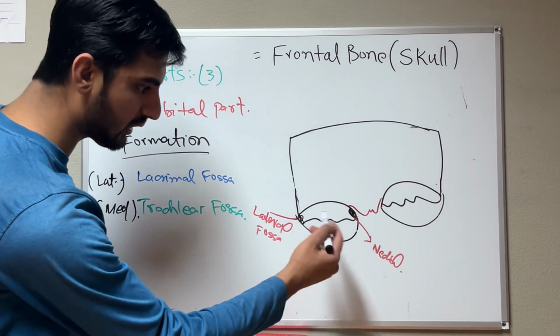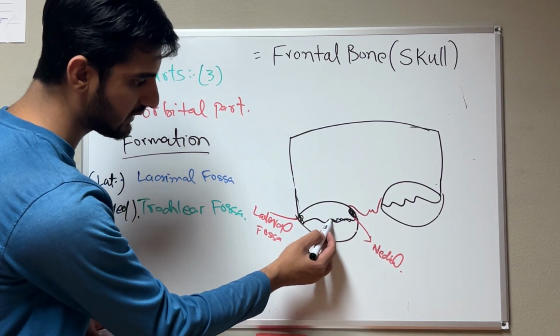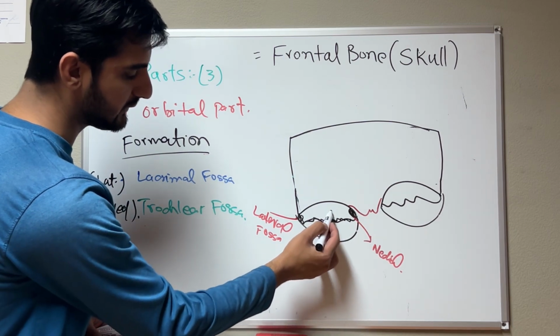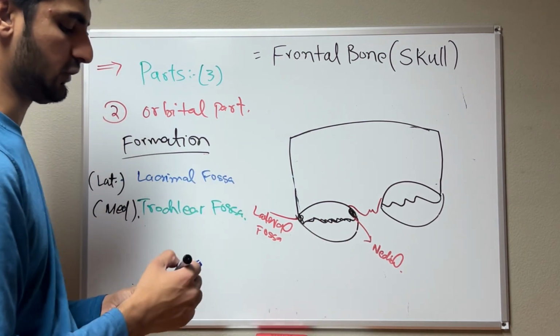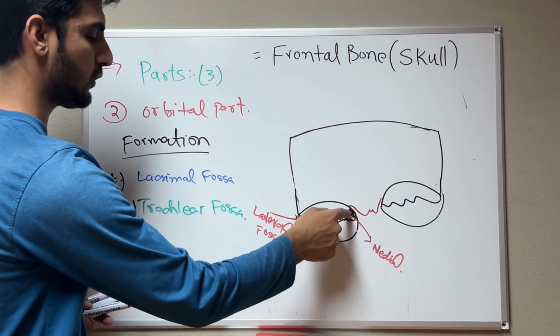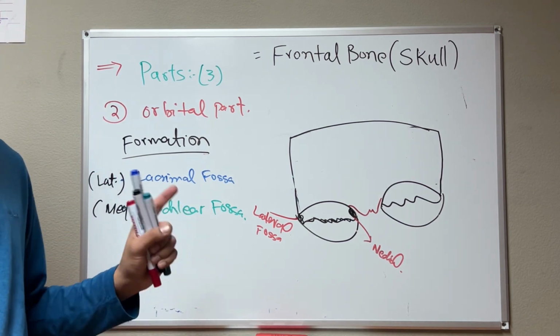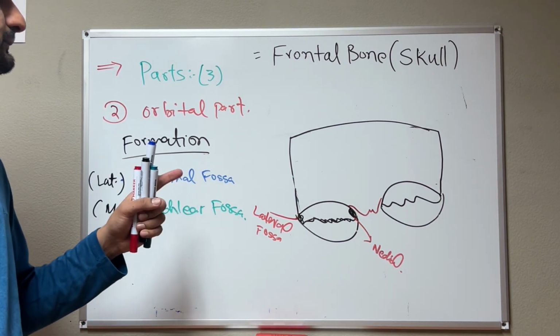This is not the whole orbital cavity, but for the frontal bone, the part which I drew, this area, is only for the frontal bone. Medially we have the trochlear fossa, and laterally we have the lacrimal fossa in the frontal bone.